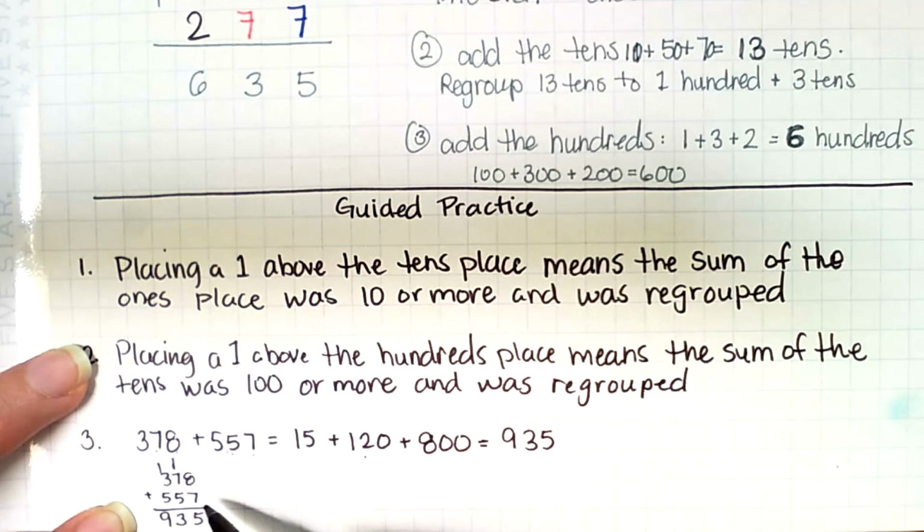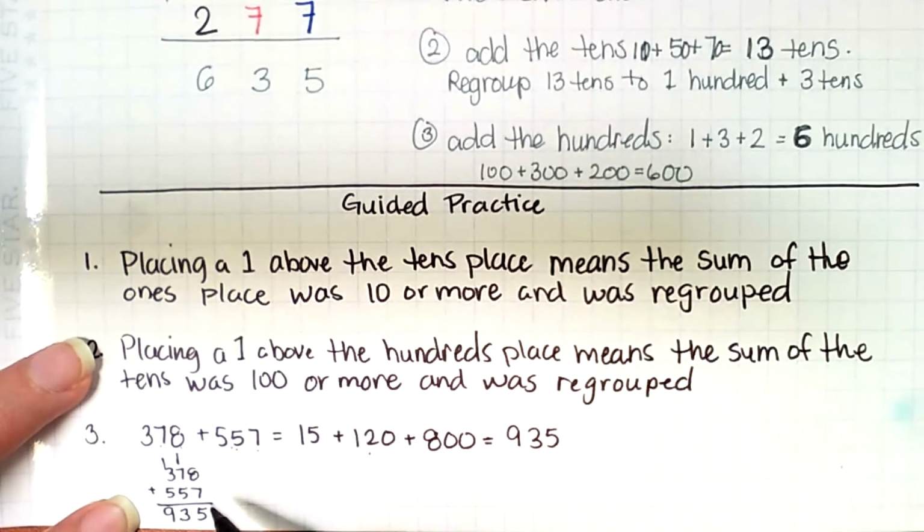I also did it the standard way to show you guys. 8 plus 7 is 15, put the 5, carry the 1. 1 plus 7 plus 5 was 13, put the 3, carry the 1. 1 plus 3 plus 5 equals 9.